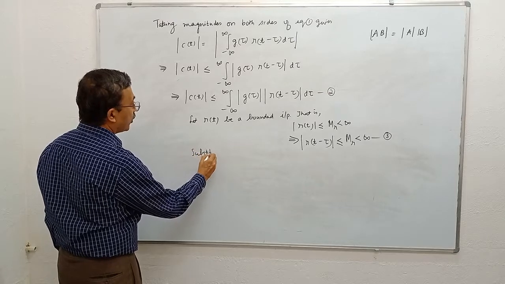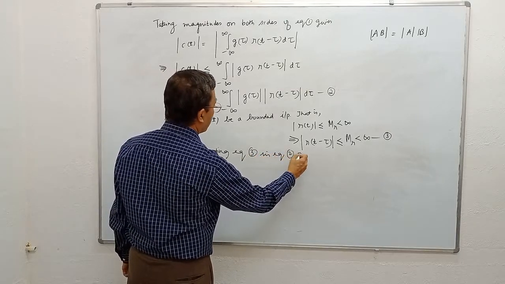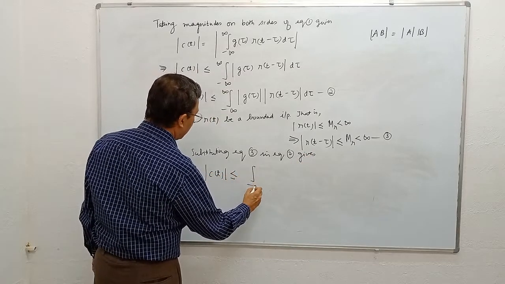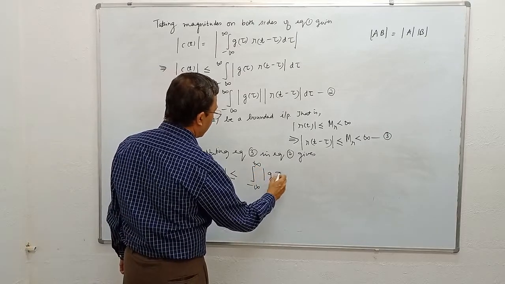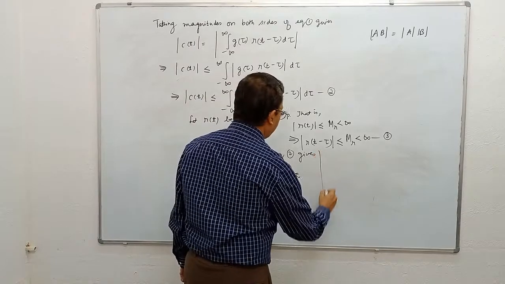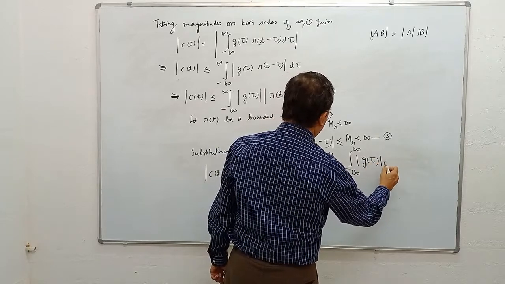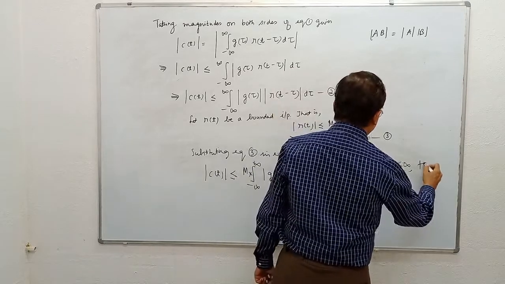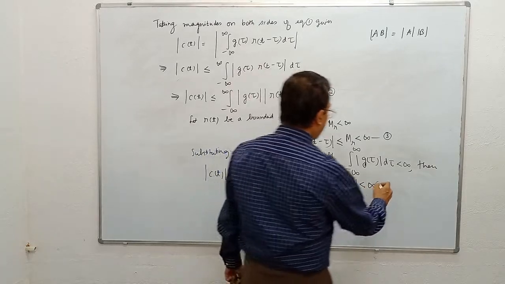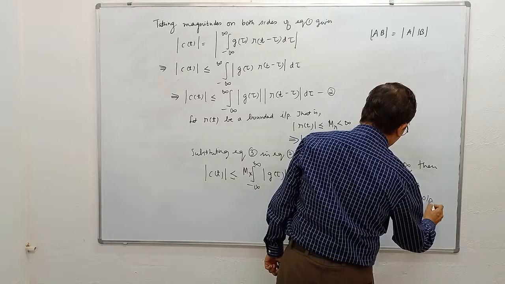Substituting equation 3 in equation 2 gives magnitude of c of t less than or equal to integration from minus infinity to plus infinity magnitude of g of tau d tau multiplied by Mr. If integration from minus infinity to plus infinity modulus of g of tau d tau is less than infinity, then modulus of c of t will be less than infinity, implying c of t is a bounded output. Hence the theorem.